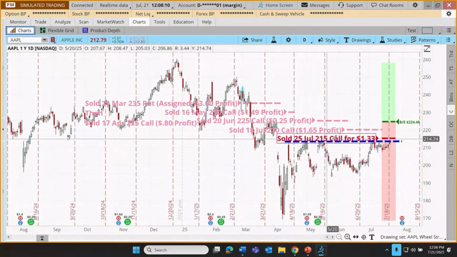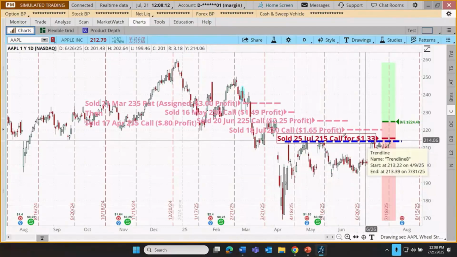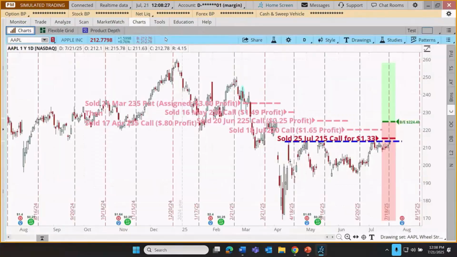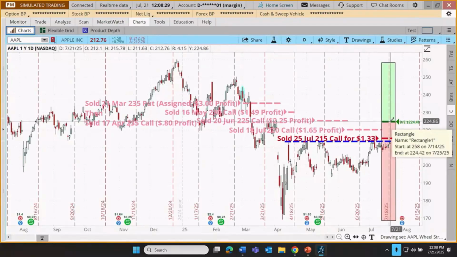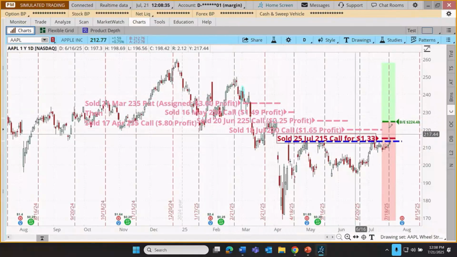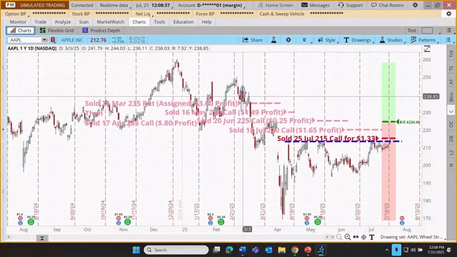This 25th of July 215 call, we've collected $1.33. I think that one is, yeah, look at that. It's right about what we sold it for, within pennies. So we're going to just let that one continue to work. But the bottom line here is we've collected over $9 of credit. I believe at this point it's actually over, is it $10? Yeah, $10.52, I think, net credits collected. That has lowered our break even from where we purchased the stock up at 235.